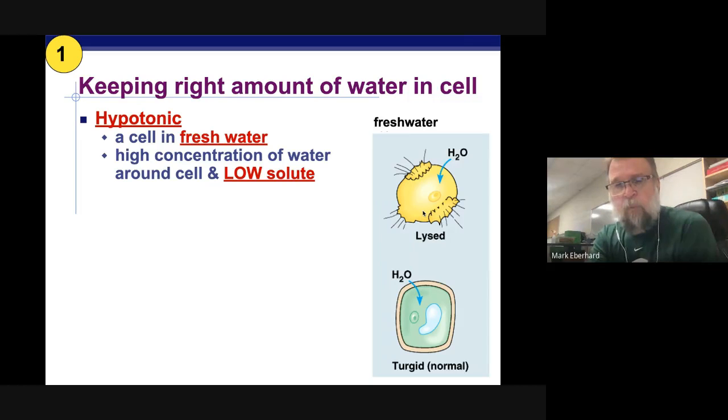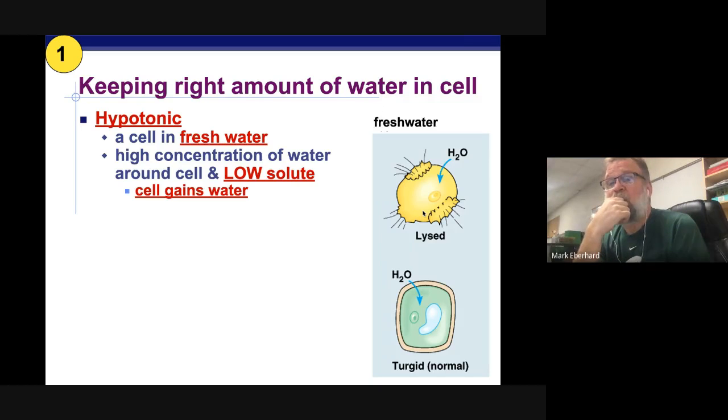And cells are going to gain water. So if you put a saltwater fish in a freshwater aquarium, that fish is not going to survive more than an hour or two because its body is not designed to live in a hypotonic environment.